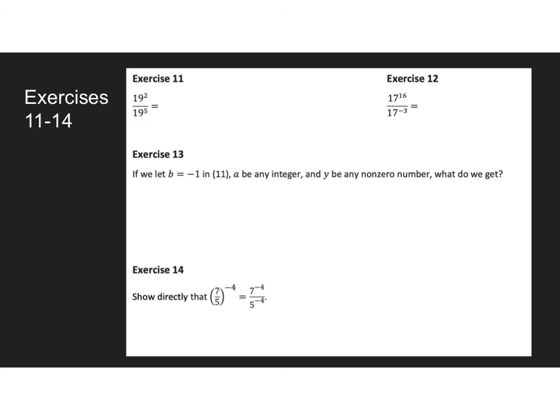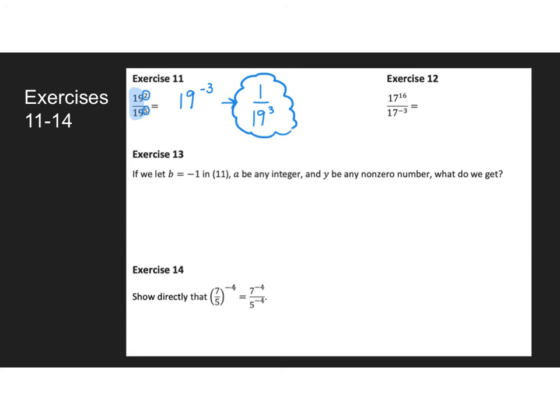All right, our next set of exercises, we are actually going to be combining some things we've already learned. So for exercise 11, we're dividing. And we have the same base, the base of 19. So it's going to stay my base of 19. All we're going to do is subtract our exponents. 2 take away 5. Well, 2 take away 5 is negative 3. So I have 19 to the negative third power. Could I change this so it has a positive exponent? Yeah, I flip it upside down. I write it as 1 over 19 to the positive third power.